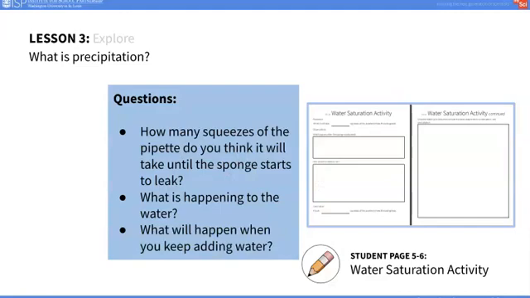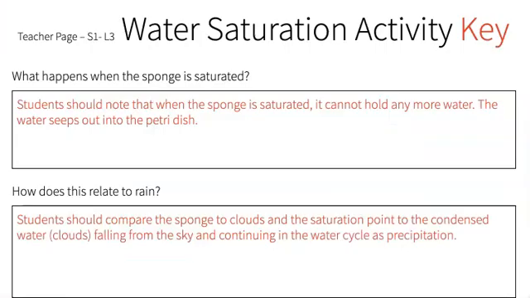Ask students to make a prediction of how many squeezes of the pipette it will take to make the sponge leak. Next, have students take turns filling pipettes of water and squeezing water from the pipette onto the sponge. Students will record how many squeezes of the pipette it takes until the sponge is saturated and stops holding water.